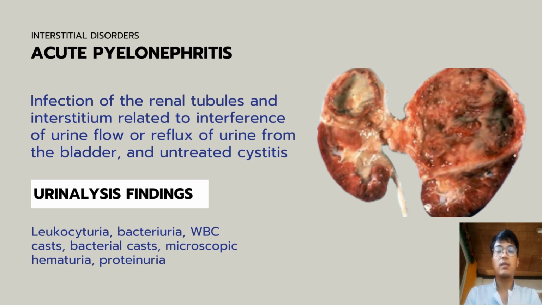The ascending movement of bacteria from the bladder is enhanced with conditions that interfere with the downward flow of urine from the ureters to the bladder, or the incomplete emptying of the bladder during urination, or yung painful urination natin. This includes obstructions such as renal calculi, pregnancy, and reflux of urine from the bladder back into the ureters.